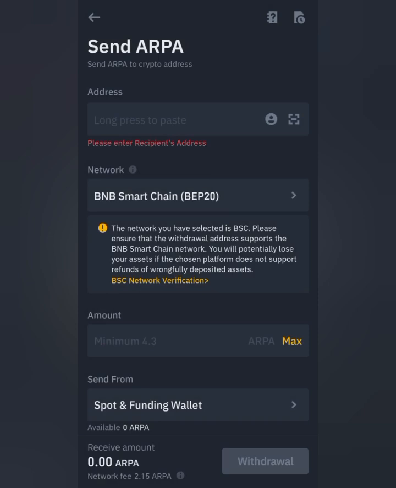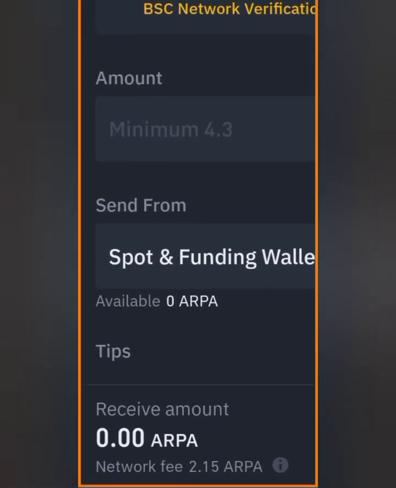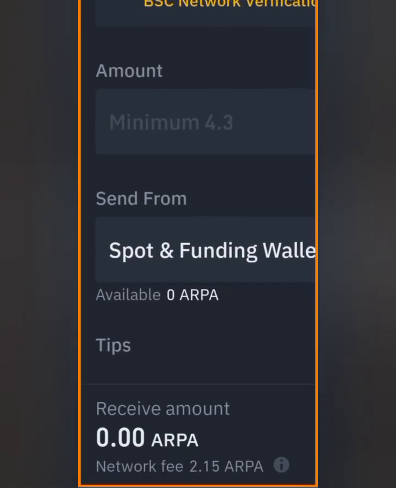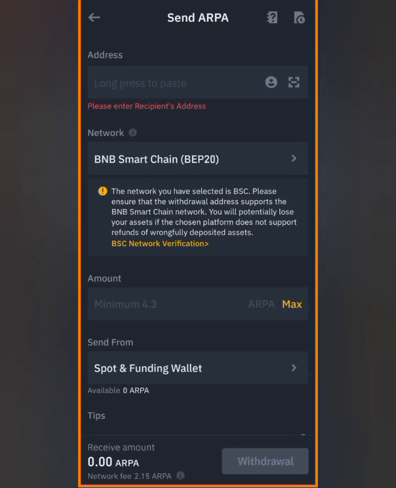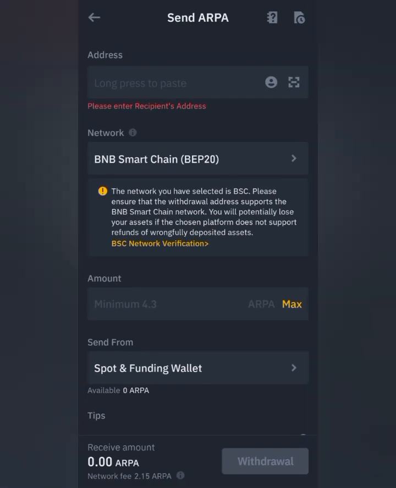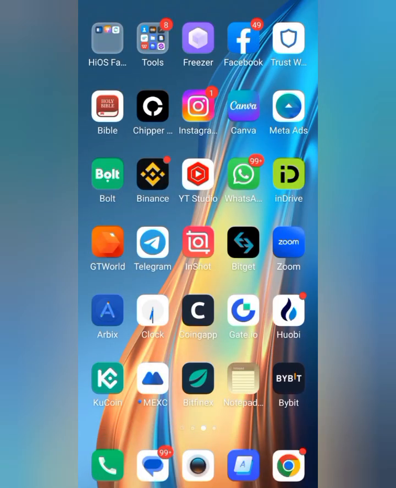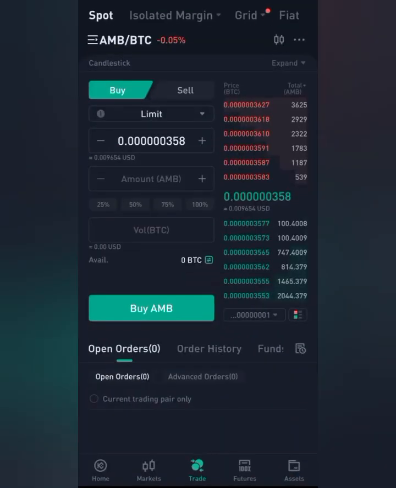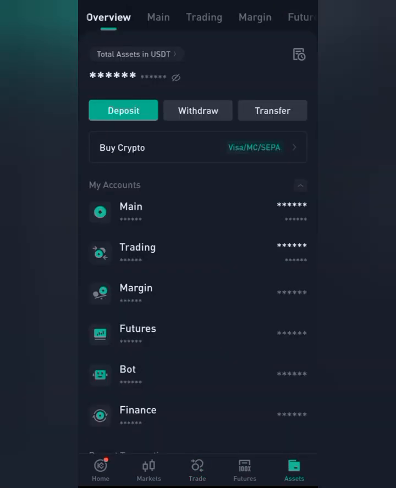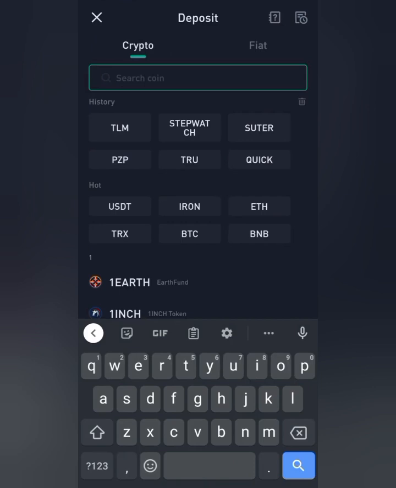You will see you have to put all of that there. Then it will tell you how much. It will be 2.15 ARPA, which is equivalent to 11 cents, right? So once you have checked that, you know the network, you know the price, you go over. I don't know whether KuCoin has this, but I'm just going to check. This is not a signal, I'm just showing you. So I'm just going to see if I can deposit it.